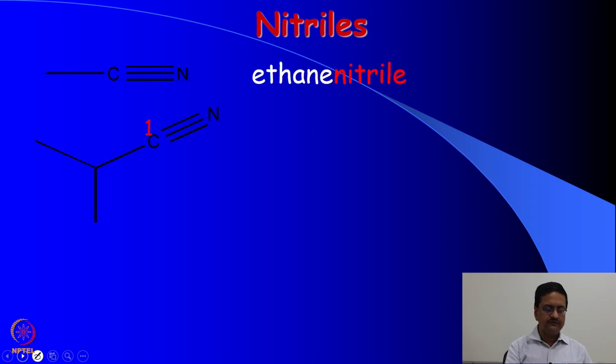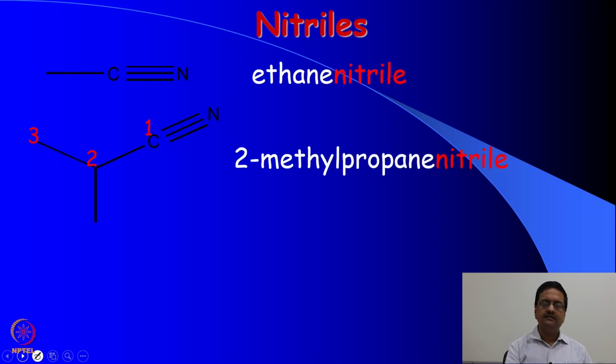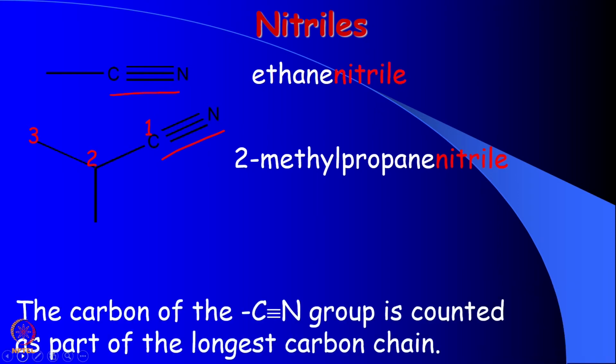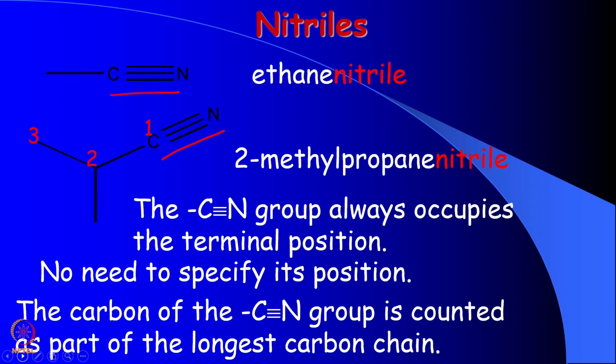So, here we have 2 compounds which are written as ethanonitrile and 2-methyl propane nitrile, because in both the cases the cyano group is the only substitution or only functional group. The carbon of the CN group is counted as a part of the longest carbon chain in these 2 cases, and the CN group always occupies the terminal position, just like the condition with aldehyde or carboxylic acid. So, we do not need to mention the position of this particular CN group.